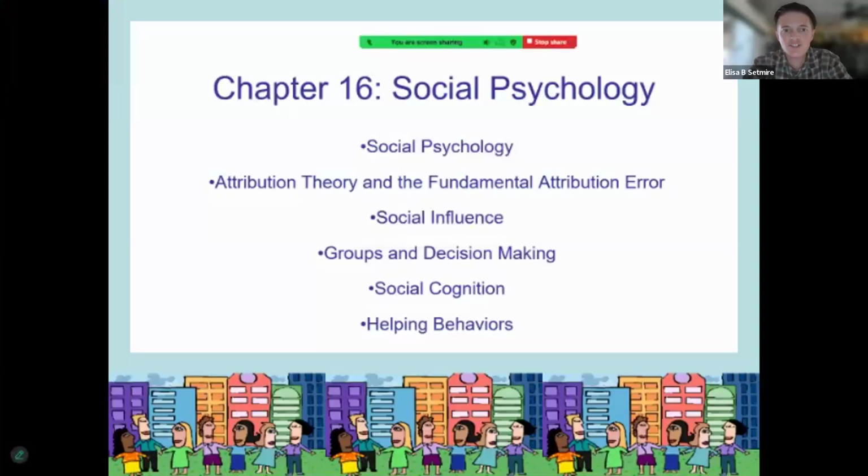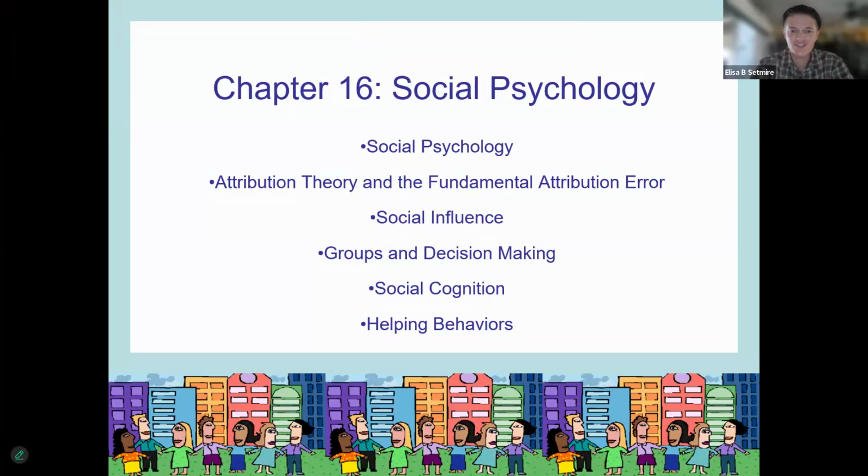Hi, everyone. So we're going to look at chapter 16 today, looking at social psychology. We'll define it. We'll talk about some of the big concepts like attribution theory, the fundamental attribution error, social influence, groups and decision making, social cognition, and then we'll end with helping behaviors.